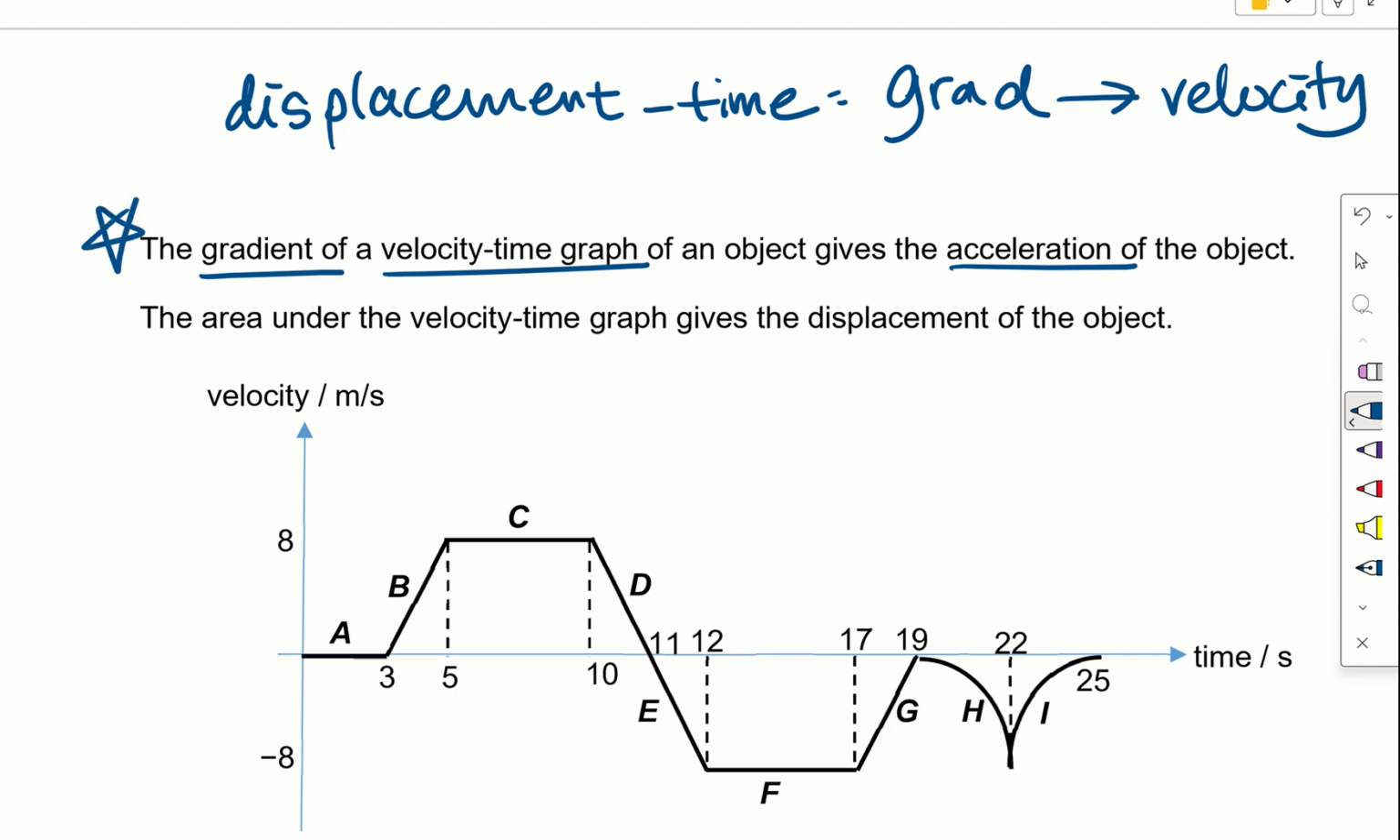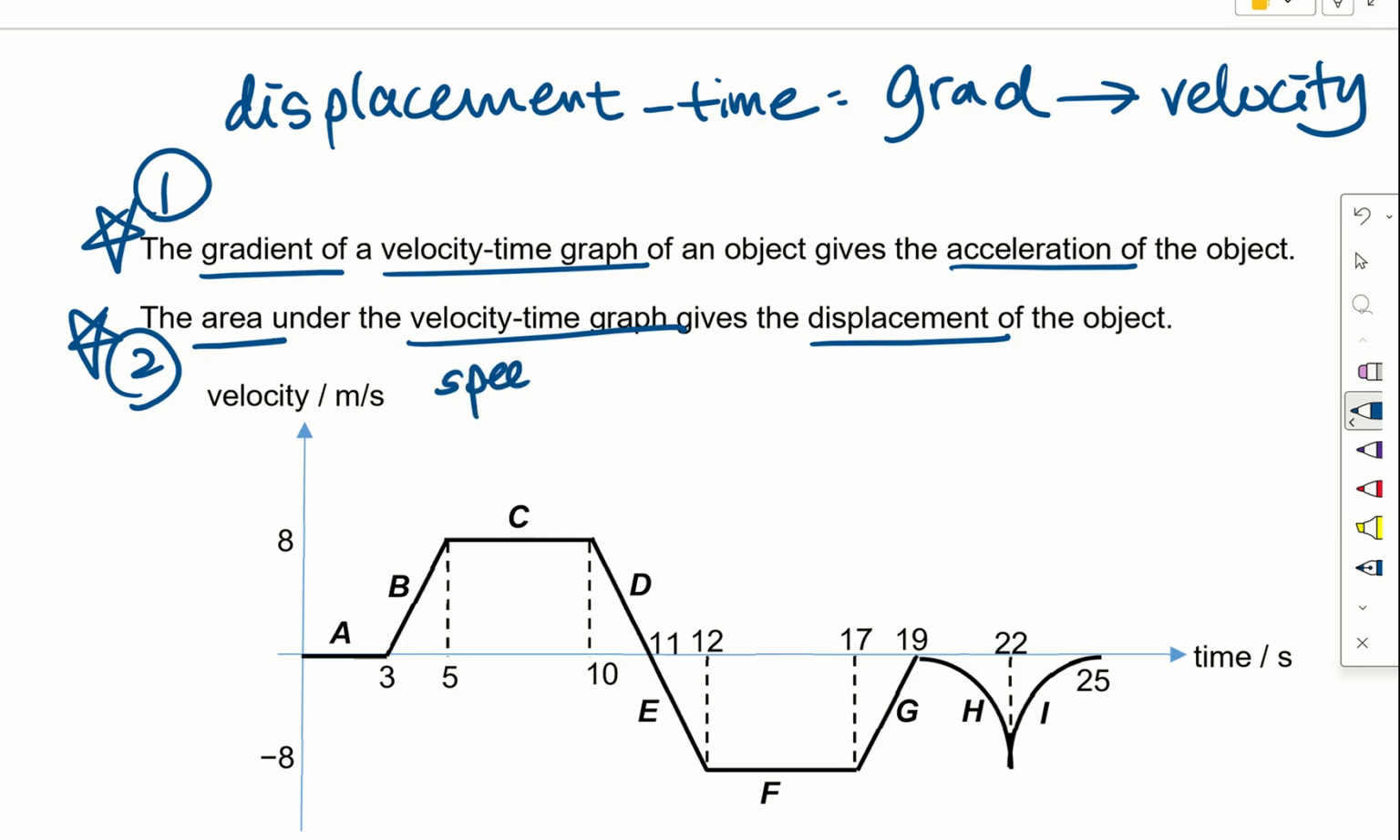So whenever you see a velocity time graph, most likely it will ask you to calculate the acceleration, which you can derive from interpreting the gradient of the graph. So this is the first concept that's very important. The second very important concept is that the area under the velocity time graph gives the displacement. Sometimes you may not be given velocity time, you may be given speed time. If we are given speed time, then it will give us the distance, being the scalar, versus the vector.